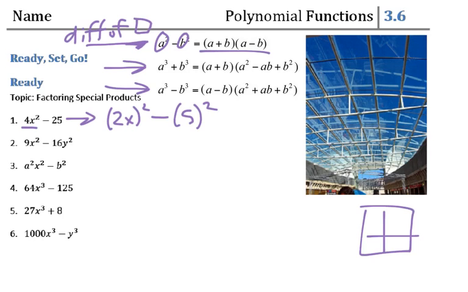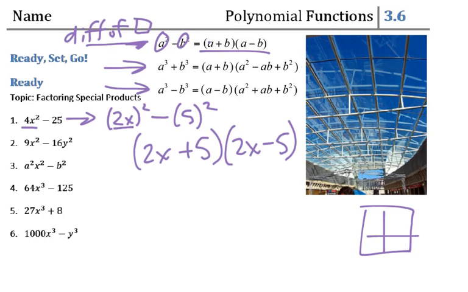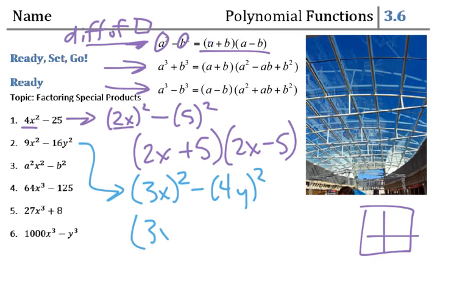So all you do is you put it in that format. I take 2x as the a, and 5 as the b, so I go 2x plus 5 times 2x minus 5. And it's factored. That's all we've got to do. If we look at number 2, same idea. It's really 3x squared minus 4y squared. So I go 3x plus 4y, and 3x minus 4y.